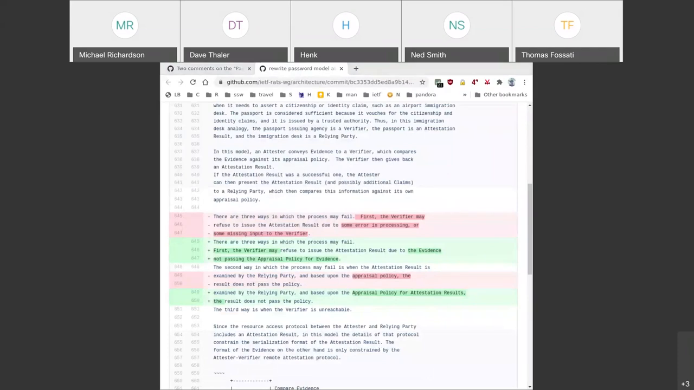Why I don't like forward references. A looks a little bit more intuitive to me, but I might be biased, actually. Maybe I'm not a good source of feedback. So Thomas is saying that there's a fourth case here? Is that the issue? There's four ways in which the process may fail. I don't think so.